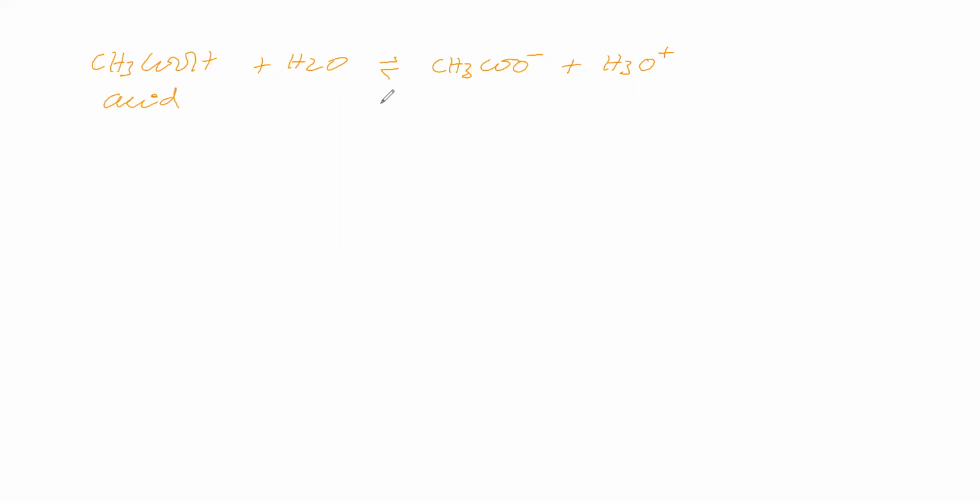H2O takes H+ and becomes H3O+. Therefore, it is a base. Now backward, CH3COO- takes H+ and becomes CH3COOH, therefore it is a base. H3O+ donates H+ and becomes water, therefore it is an acid.